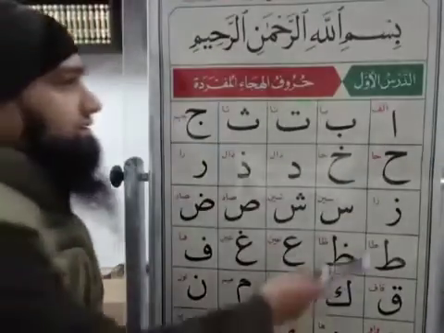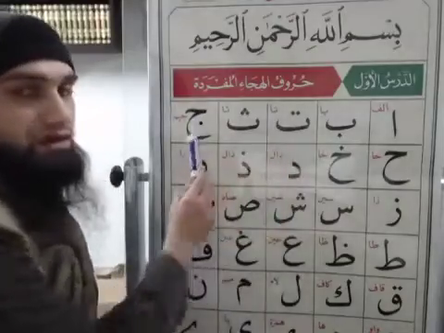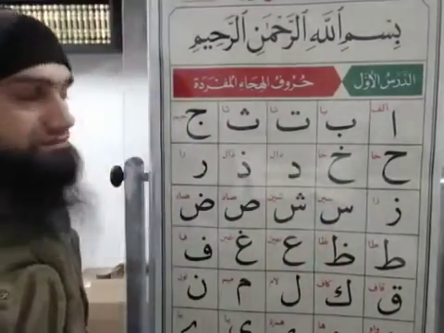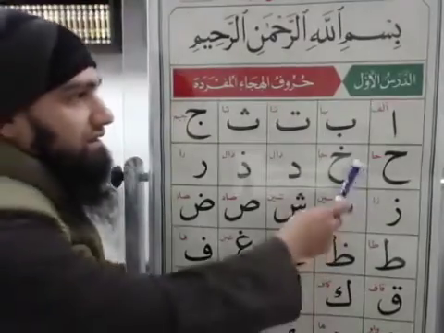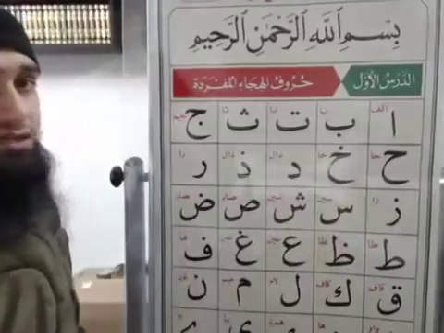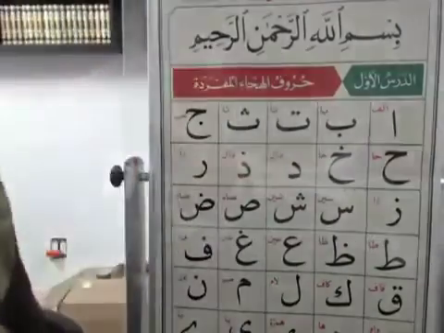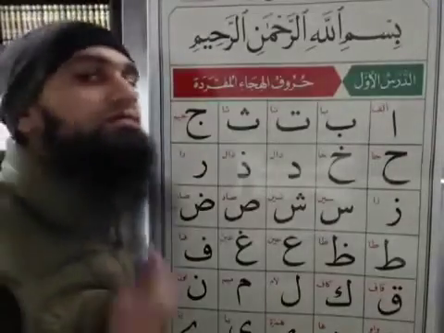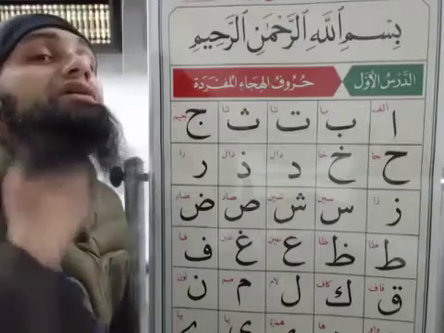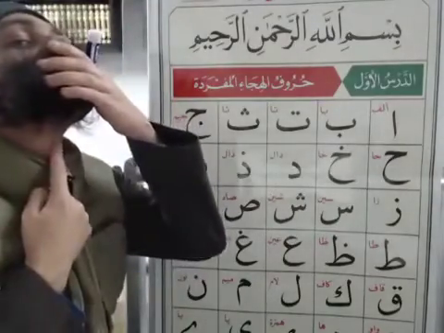The next letter looks like Jim, but has no dot. Jim has a dot on the bottom, but this has no dot. Now this letter, it is also a light letter, ends with alif, so you're going to make it long. Comes from the middle of the throat. The middle of the throat. Okay. My beard is blocking. Okay. The middle of the throat.